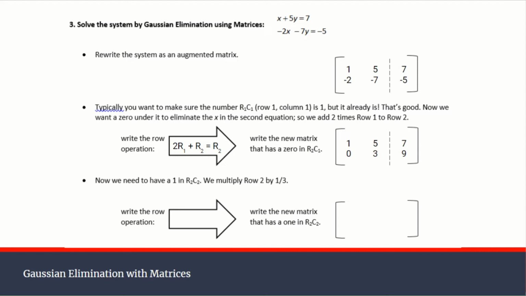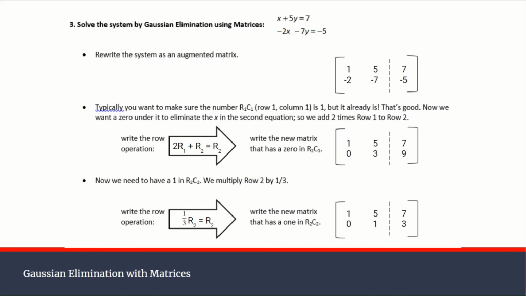Now when you look at row 2, you've got the 0 that you wanted, but you need a 1 in that second row, second column position. To convert the 3 to a 1, you're going to multiply by the multiplicative inverse, so multiply times 1/3, and that should give you your matrix right there.